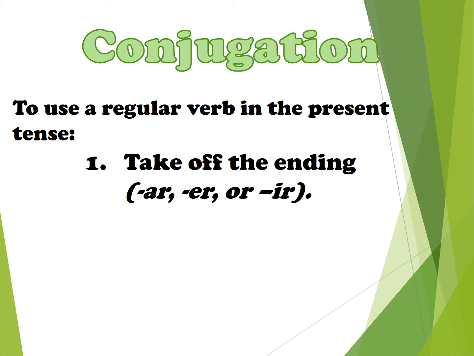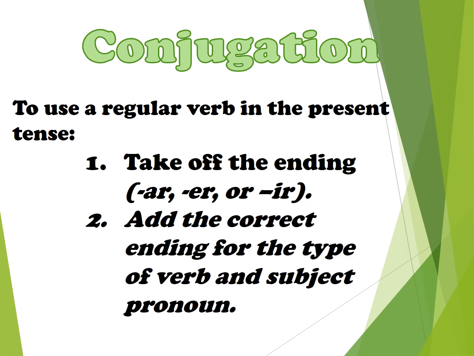The first thing you're going to do is take off the ending. You take off the AR, the ER, or the IR. Then you're going to add whichever ending you need. So if it's an AR verb, you add an AR ending. If it's an ER verb, you add an ER ending. It's pretty simple.